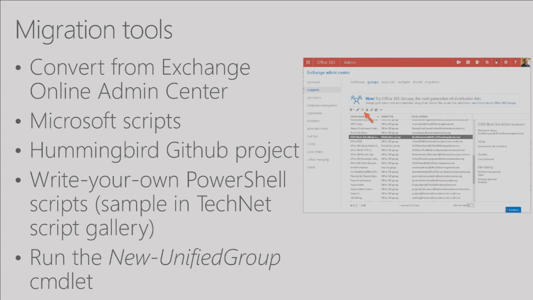Also, Microsoft has a set of scripts that are available. Just do a Google search for them, or sorry, a Bing search for them, and you'll find them. There is a Hummingbird GitHub project, which is also there. You can take the code and adopt it for your own purposes, or you can do what I did, which is just write my own code using PowerShell. And I had a good time, and it's available.